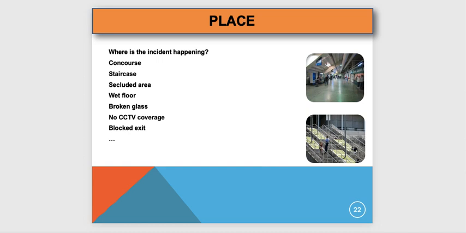Secluded area, what is there that potentially will cause you issues? The first one is potentially no CCTV cameras. Secondly, most importantly, is the fact that you can't get out. They've blocked your exit. If it's a wet floor, broken glass, no CCTV or a blocked exit. So think about the place of where you are.